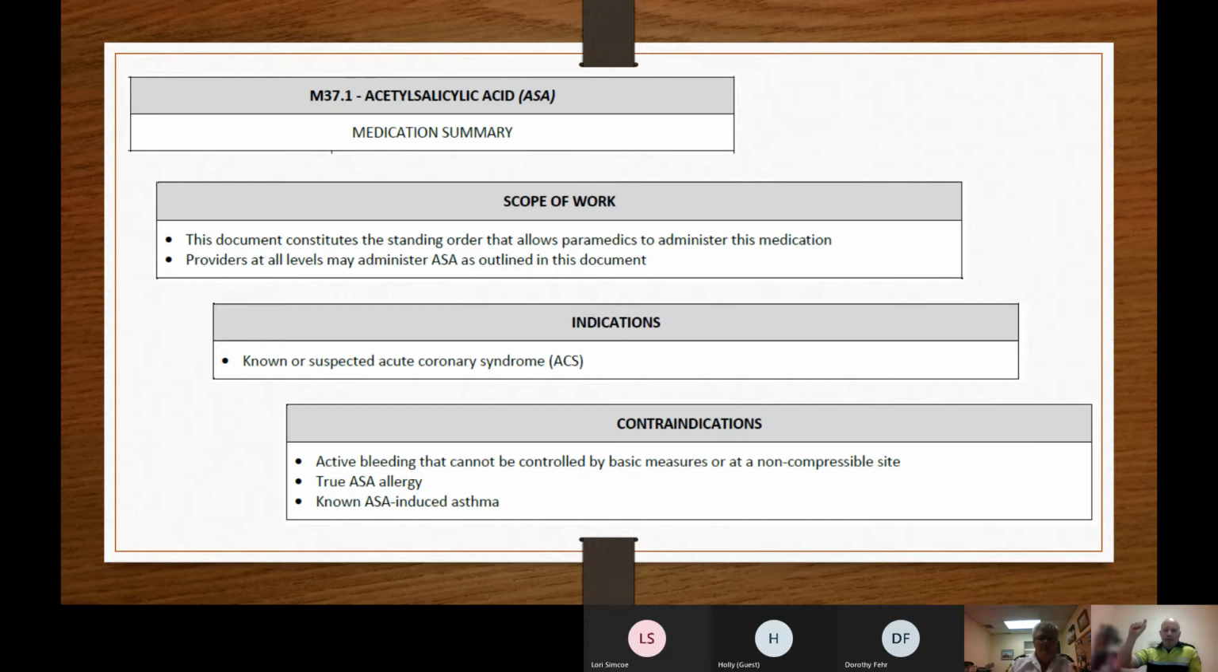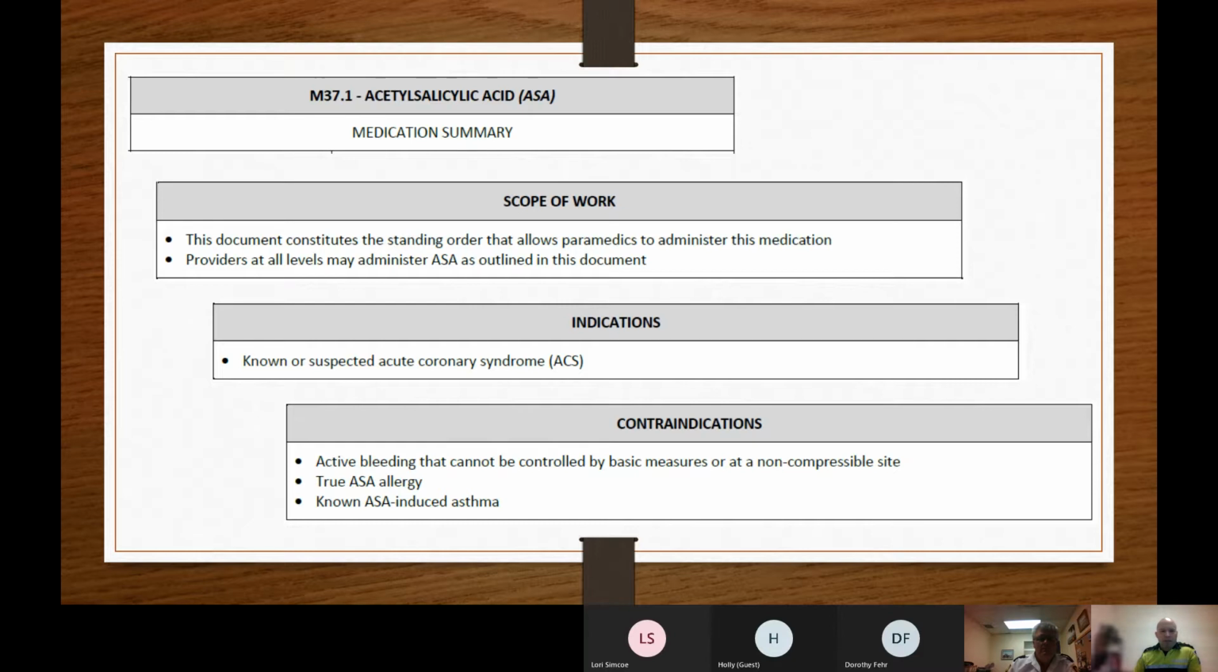So again, the care map guides you to ASA, you go to your medication profile, it states here's your guidance. If you match up, then you can give this medication. So this medication here, providers at all levels may give ASA as outlined in this document. And we would give it obviously if we were worried about ACS in our patients.